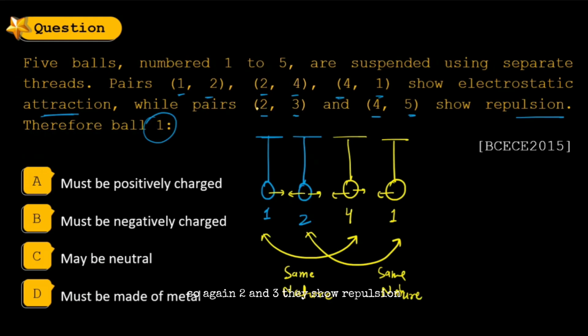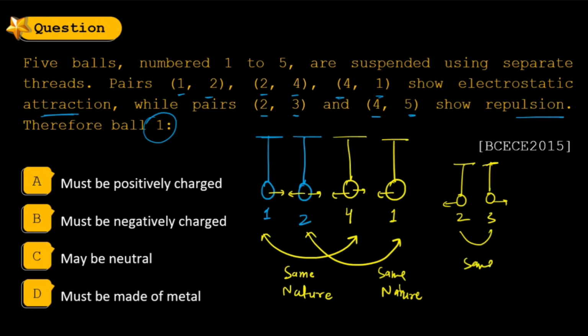So again, 2 and 3 show repulsion. If any charges are showing repulsion, it means they are of the same nature. So I can say 2 and 3 must be of the same nature. And if 2 and 3 are of the same nature and 2 is the same as 1, then 1, 2, 3 all are of the same nature. This is what we got from this.